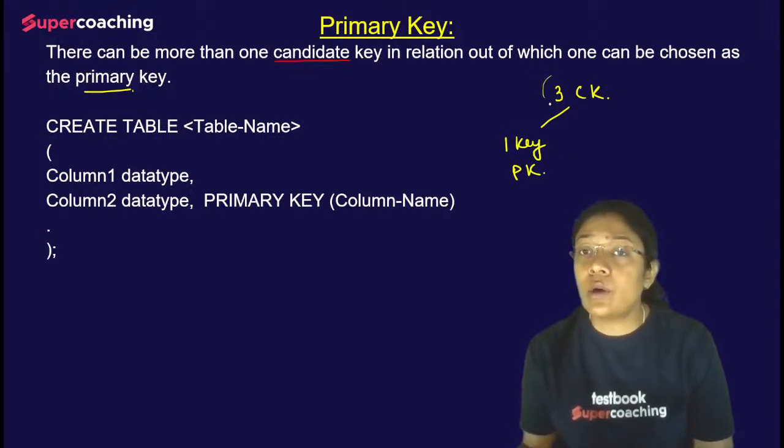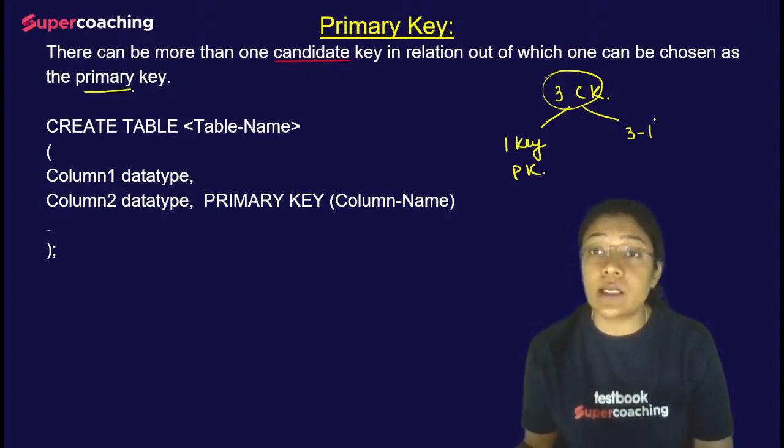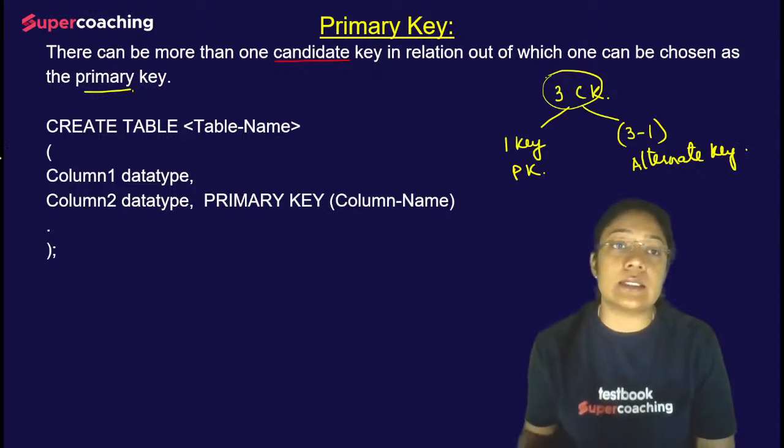So what about the remaining two candidate keys? That means 3 minus 1. Total candidate keys were 3, minus 1 because we have selected one key as a primary key. So the remaining keys are behaving as the alternate keys. These are the alternate keys.